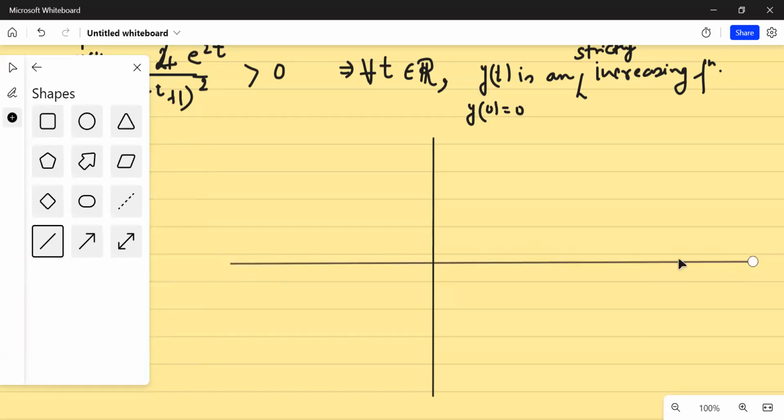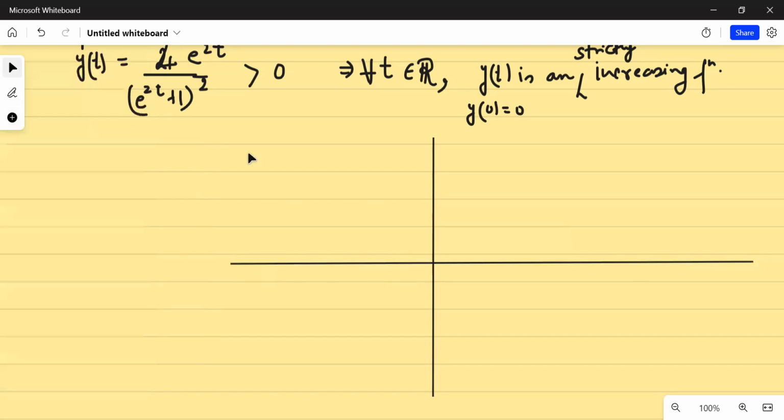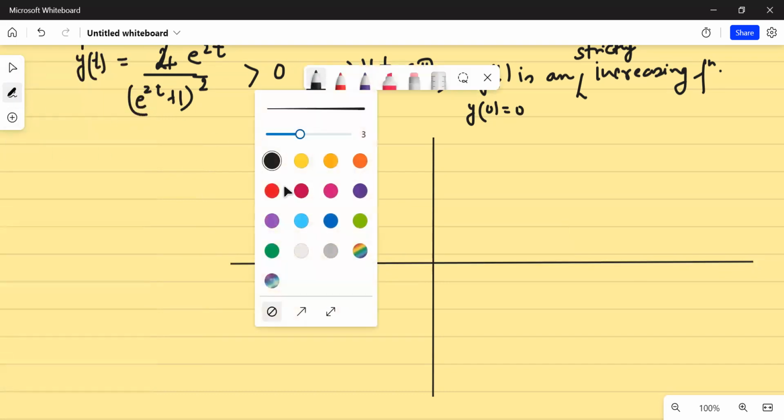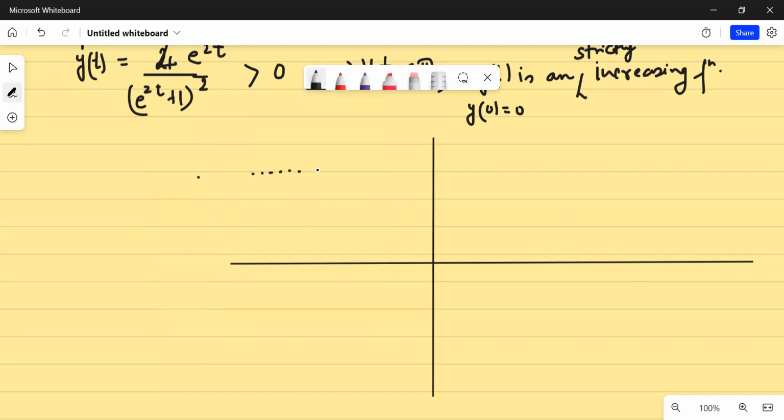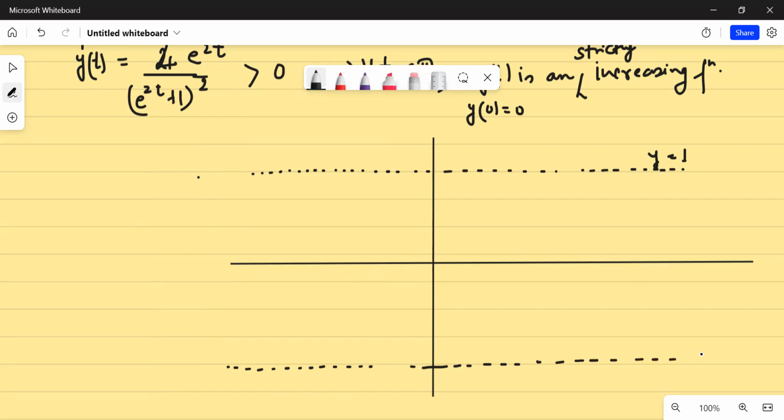So these are my axes, and I know that this is my 1, this is y equal to 1, and this is y equal to minus 1. Okay, and I know that my function is strictly increasing, and I know that as t tends to minus infinity, y is tending towards minus 1. This is the minus 1, can you see? The graph will start from here.